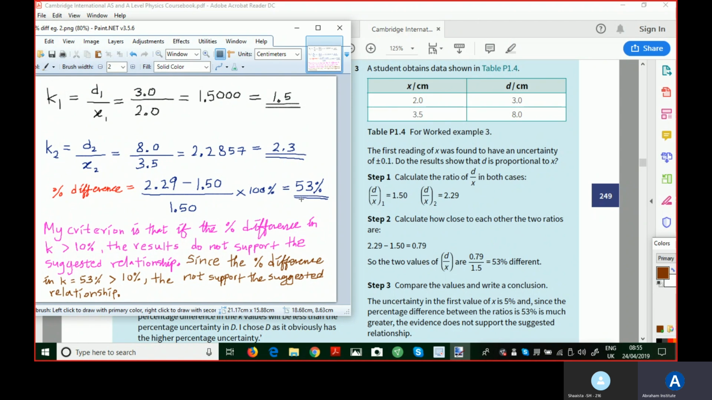If you want, you can mention it like this also. You can find the percentage uncertainty in this and then compare it with that, and also compare it with the percentage difference greater than 10%.